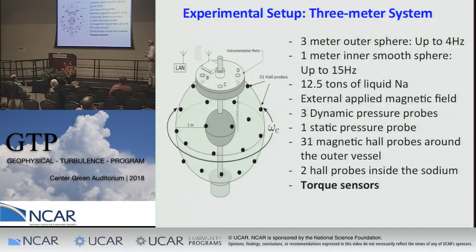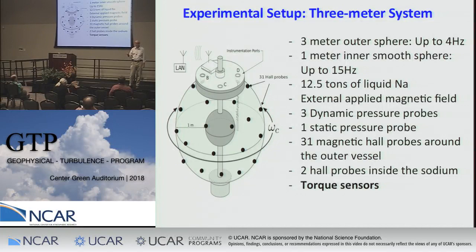12.5 tons of liquid sodium form a deep liquid metal ocean, which is our model of the outer core. We can apply external magnetic fields to look for gain, which we need to since we see gain but no dynamo action. We measure 31 Hall probe locations on the outer sphere to look at the spatial and temporal dynamics of the magnetic field. We have dynamic pressure probes at the top, a static pressure probe, and thermometry as diagnostics. And then 2 Hall probes that are actually down inside the liquid metal. And the thing about an experiment like this, unlike a planet, is that we're very close to the source of the induction.